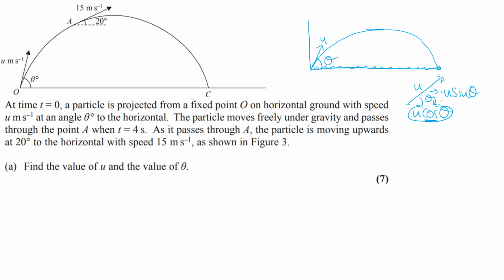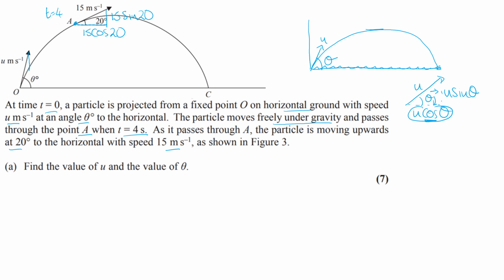Okay, so this question: at t equals 0, the particle is projected from the ground with a speed of u at an angle of theta, moves freely under gravity and passes through point A when t is 4. As it passes through A, the particle is moving upwards at an angle of 20 degrees and a speed of 15. We can resolve again: opposite the angle will be 15 sine 20, and horizontally 15 cos 20.